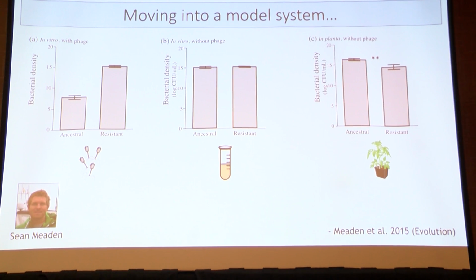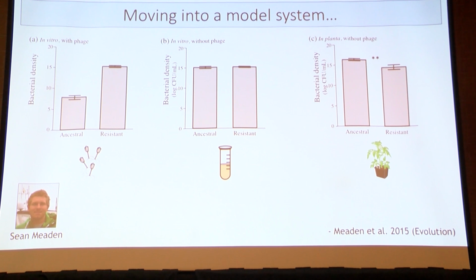If you now grow them in the absence of phage, what we observed was that there was no cost of resistance if you grow them in a cushy lab environment. This is not under competition. These are grown as monocultures. They grow equally well as the ancestor.